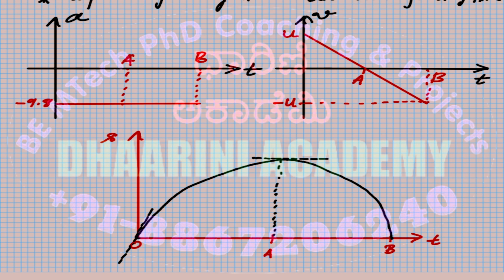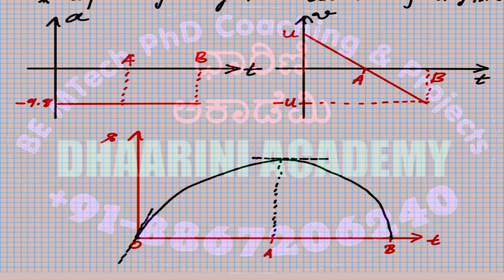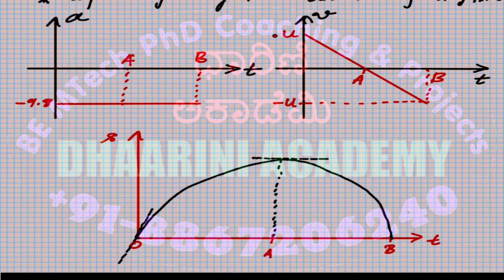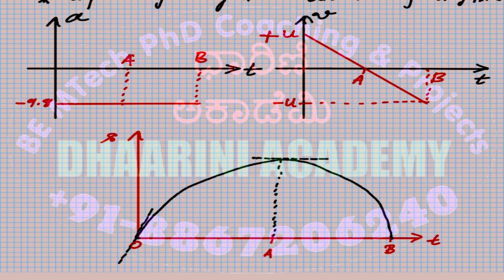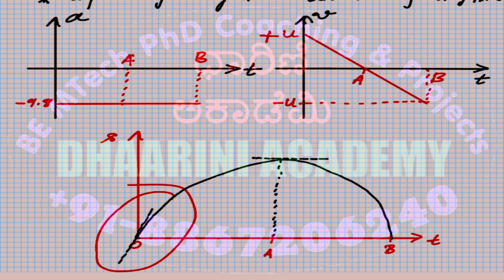Right, let me assume that in all the cases O is the starting point. So initially you have the velocity equal to plus u. That is because the velocity is positive and it is going in the upward direction, so that is a positive quantity. This is the initial velocity, and this plus u can also be found using the slope of this curve. At the initial point you find the slope, you get that.